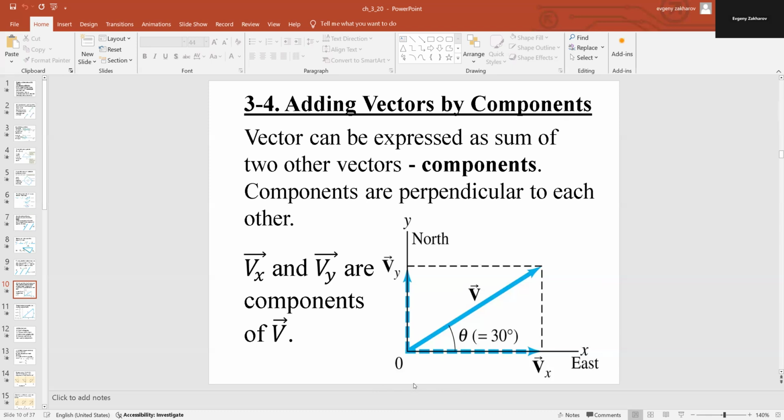So your positive and negative, you have to keep in mind, you have to keep track of that, because once you start adding those components, if you're adding a negative, you're essentially subtracting. So be careful with your sign for components. This time it's both positive because vector v points in the first quadrant.